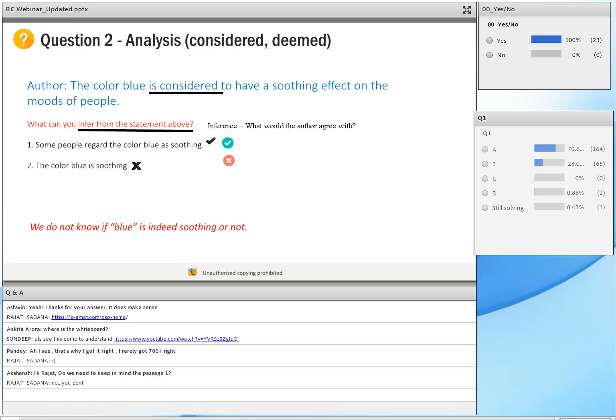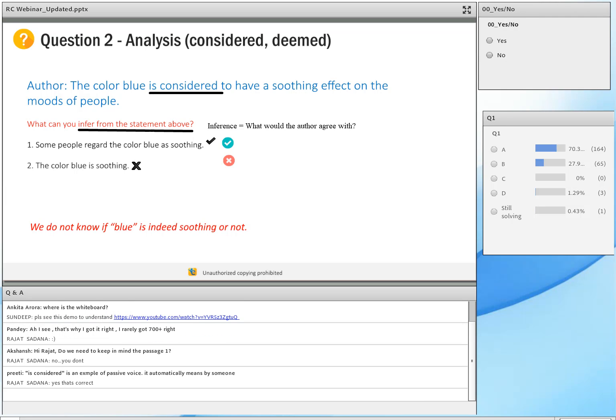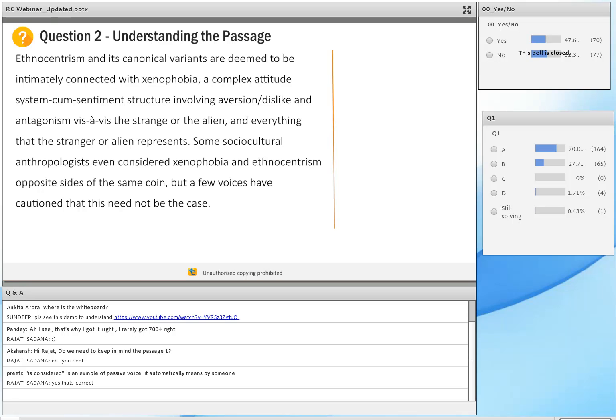Okay. How many of you knew this, that inference is what the author would agree with and not what's blindly stated in the passage? All right, half the class knew this. And Preeti, yes, that's absolutely correct. All right. But half the class did not know this. You can really see the responses over here. All right, let's move forward because we are now going to increase the pace.